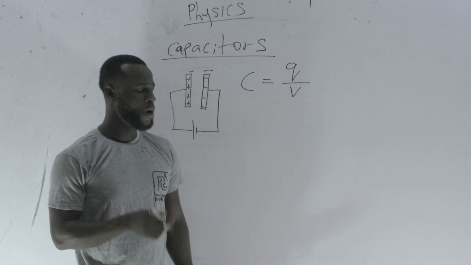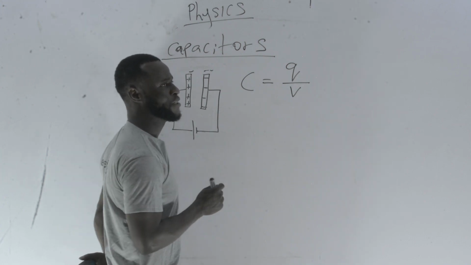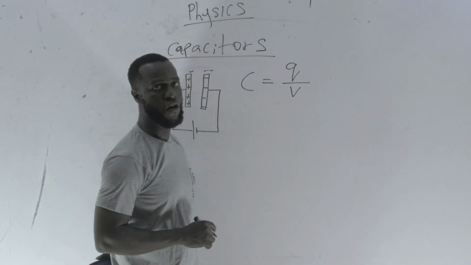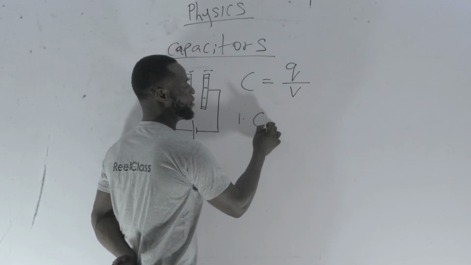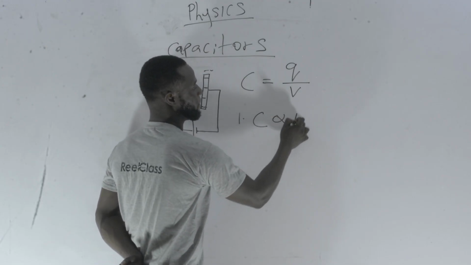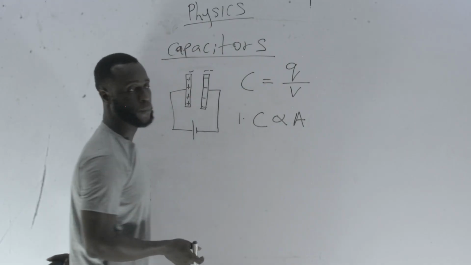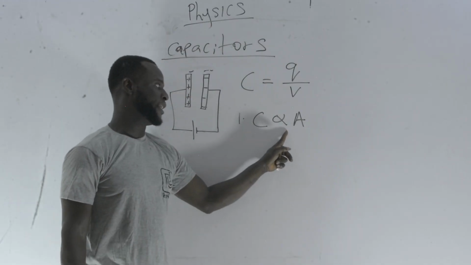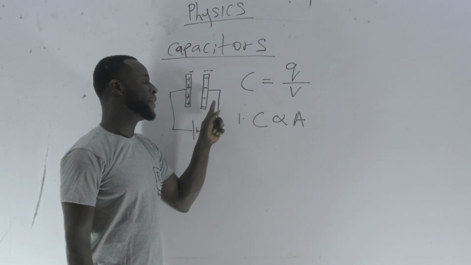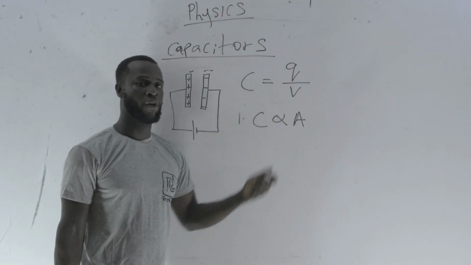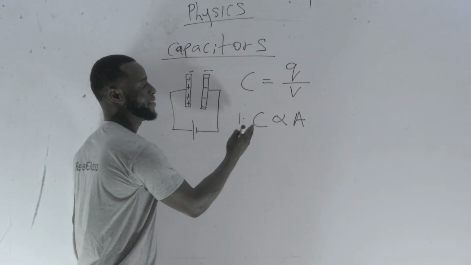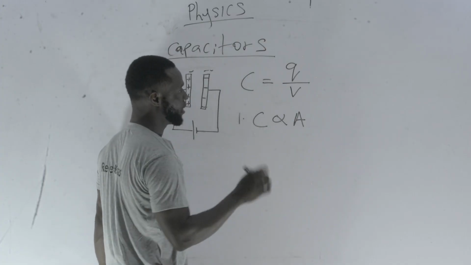One of the factors that affect capacitance of a capacitor is the area of plates. And I can say that capacitance of a capacitor is directly proportional to the area of the plate. What this means is, if the area of the plate is very large, the capacitance will be large. And if the area of the plate is small, then the capacitance will be small. So capacitance is directly proportional to the area of the plate.